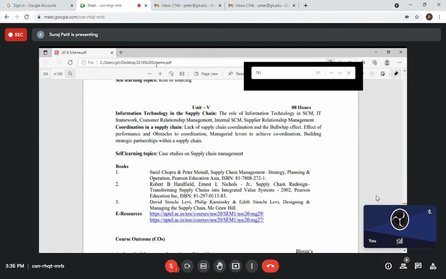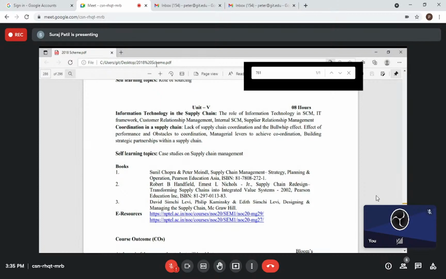And then the next one is coordination in the supply chain. Here you will be discussing the lack of supply chain coordination throughout the four units whatever we had discussed. What are the drawbacks, and the bullwhip effect, what will be the effect of that, we will be discussing. And then we will be discussing the effect on performance and the obstacles to coordination, and then managerial levers for achieving this coordination, and then building strategic partnerships within the supply chain, and a few case studies also we will be discussing.